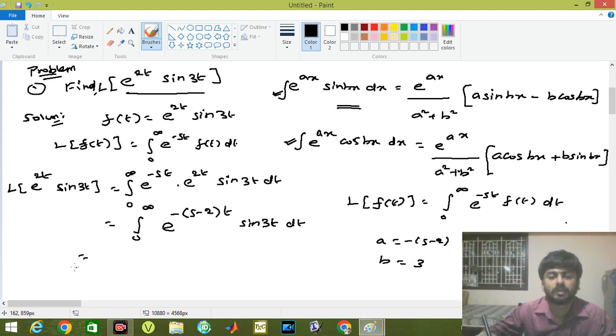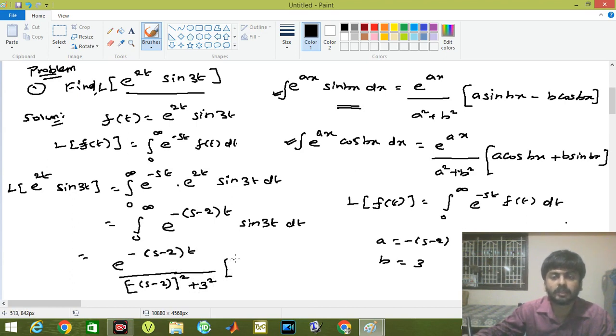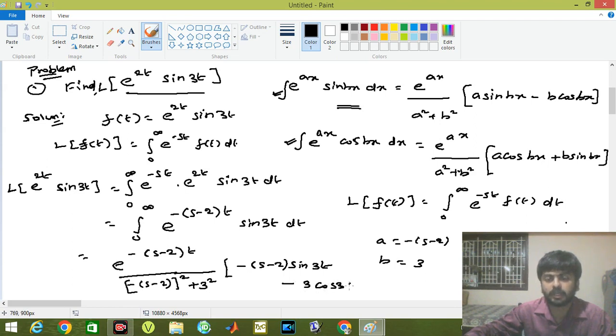By this formula we will have e power of what is a? a is minus of s minus 2, into t, divided by a square, that is minus of s minus 2 the whole square plus b square, that is 3 square, into a sin bx, that is minus of s minus 2 sin 3t, minus b cos bx. So what is b? 3 cos 3t.